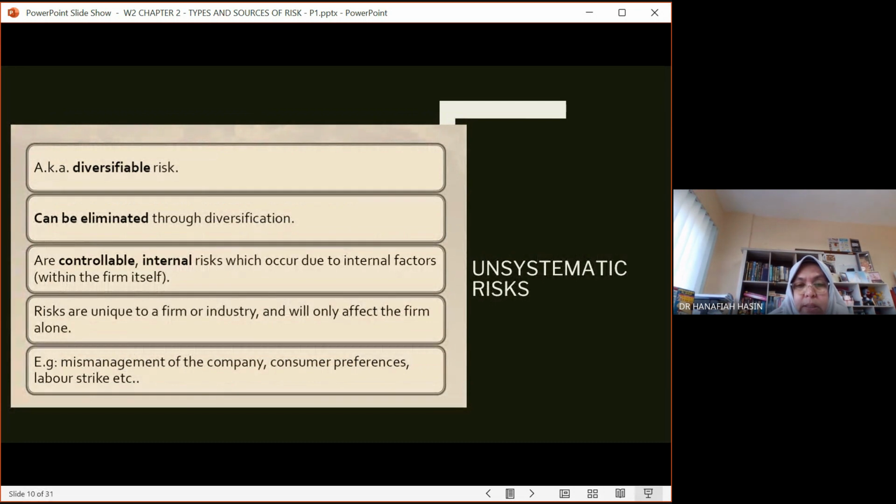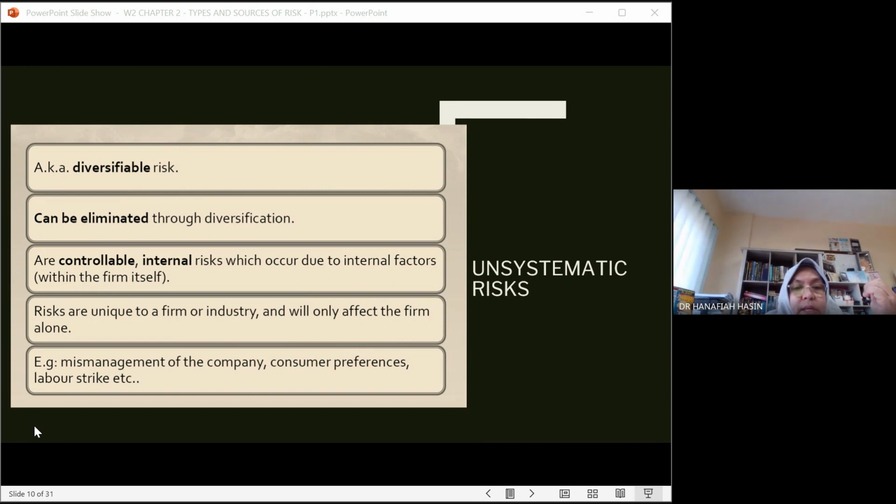So we look at unsystematic risk. The unsystematic risk here can be eliminated through diversification. It is diversifiable, so by investing in a variety of assets it can be reduced. It is an internal factor to a company, related to the specific company, as I mentioned before. For example, when it is related to the company, it may be because of poor management, a labor strike, a product liability lawsuit, or accounting errors.